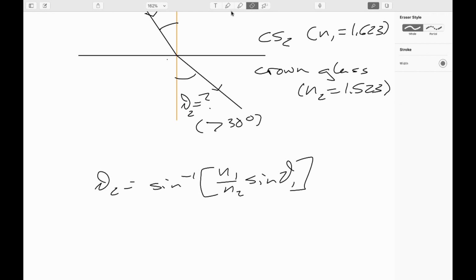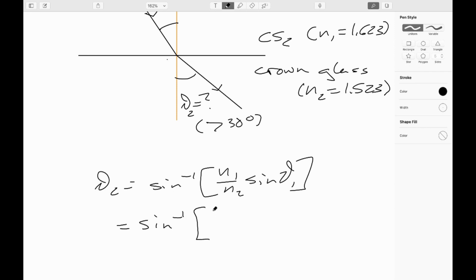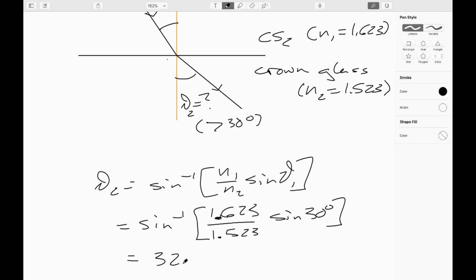Okay, so let's substitute in the new values. This will be the arc sine of 1.623 over 1.523 times the sine of 30 degrees. And again, if you run the numbers through, you get 32.2 degrees, which is indeed bigger than 30 degrees, and so that's what we were hoping for.